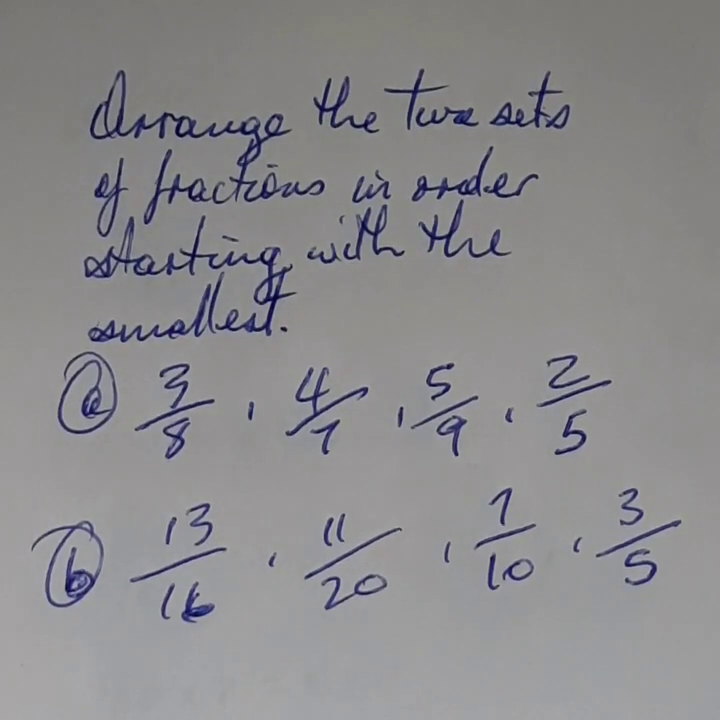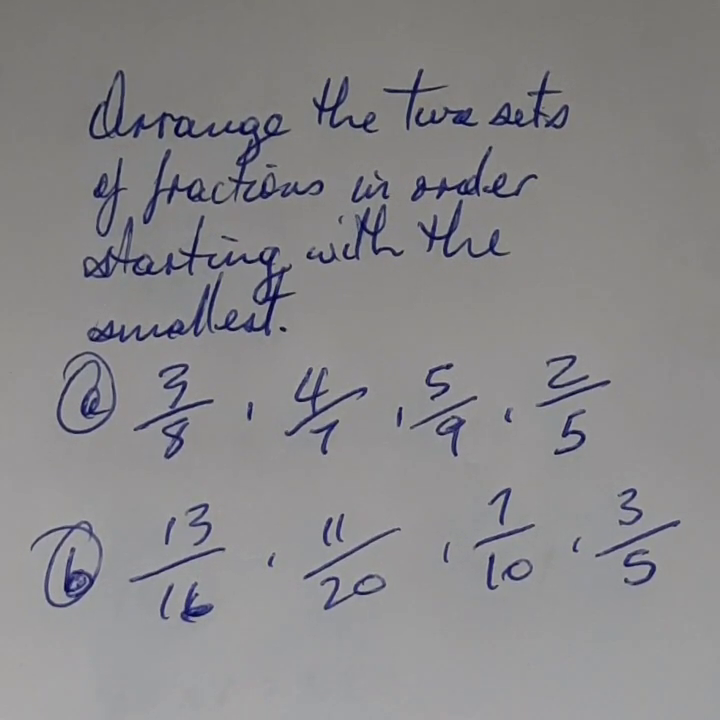This is the practice question for you, my viewers. Arrange the two sets of fractions in order, starting with the smallest. For A, we have 3/8, 4/7, 5/9, and 2/5. And for B, we have 3/16, 11/20, 7/10, and 3/5.